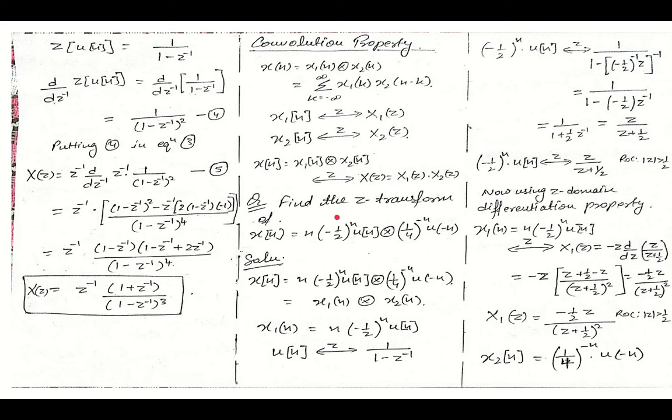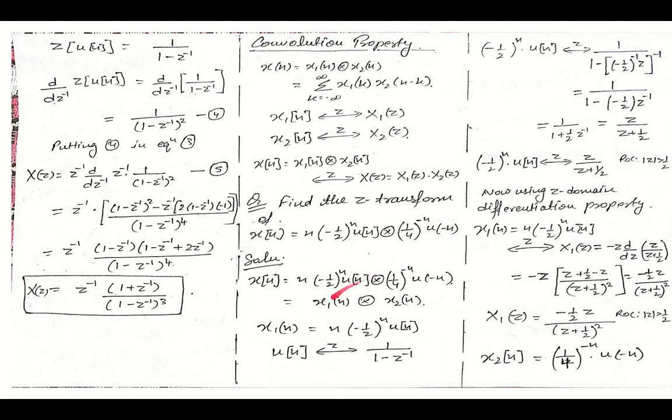Now here we will be utilizing the property to find the Z transform of this x[n], which is given to us as n into (minus 1 by 2) to the power n u[n], convolution with 1 upon 4 to the power minus n u[minus n]. So here the first function, x1[n], is n into (minus 1 by 2) to the power n u[n], and x2[n] is (1 by 4) to the power minus n u[minus n].